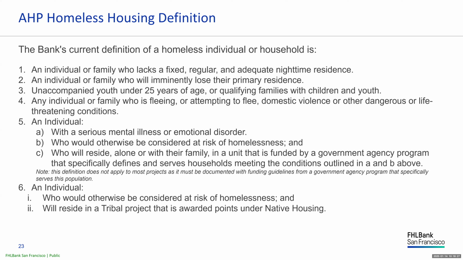This year, we also added a 6th definition that allows projects who also receive points under native housing to get homeless points for households that are considered at risk of homelessness, since this better reflects homelessness in tribal populations. For all the details, please review this scoring category in the implementation plan.